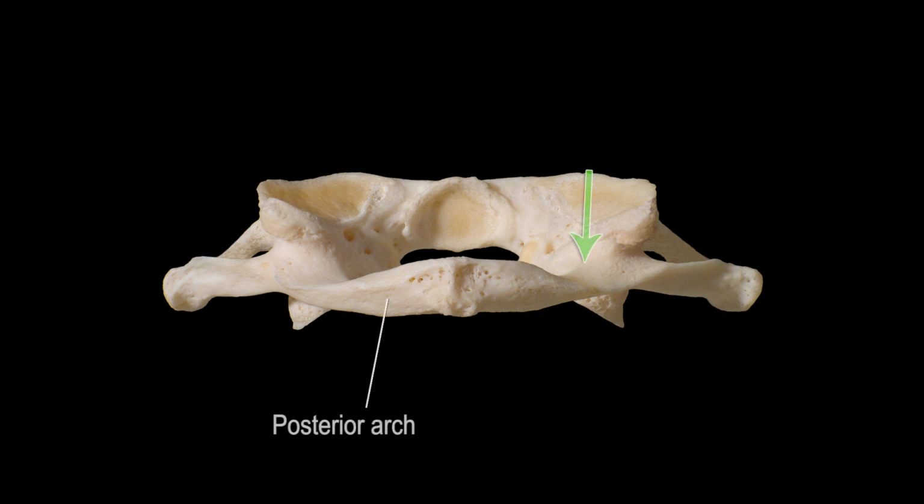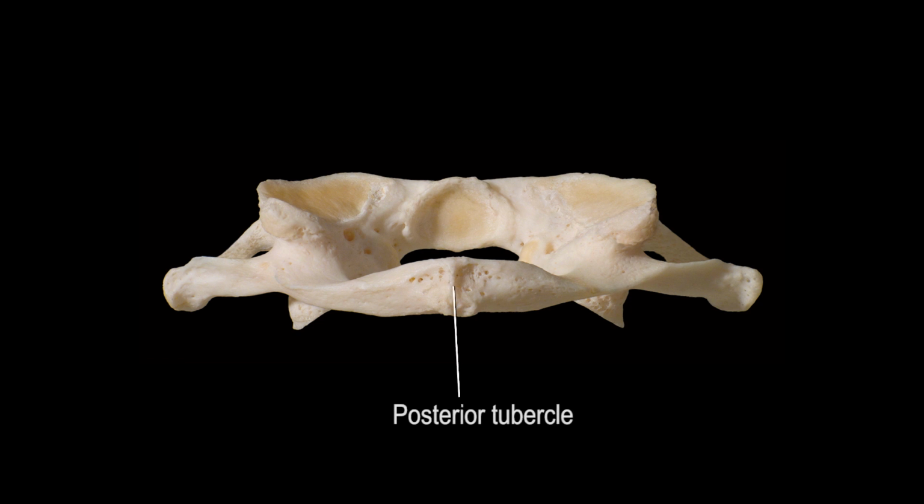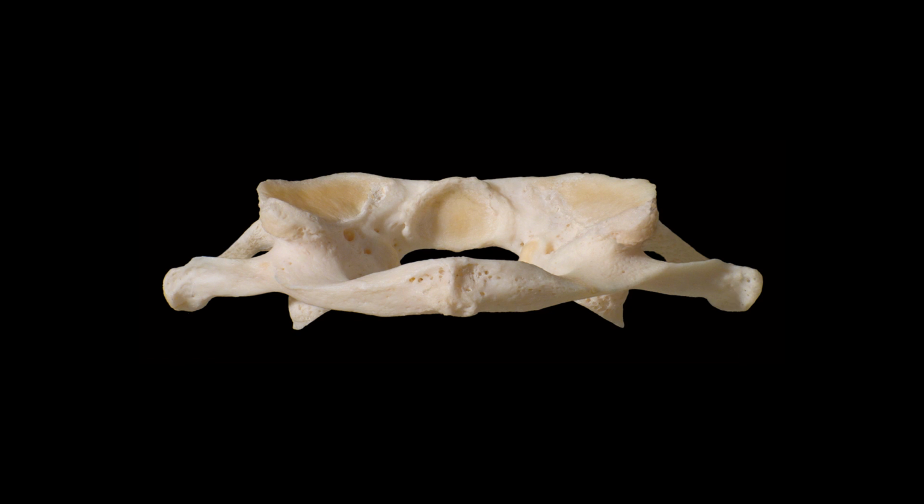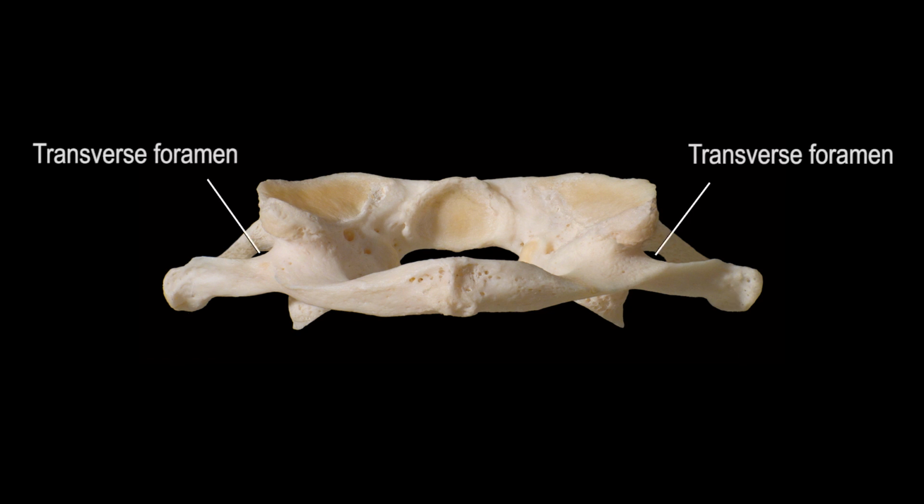We can see here the posterior arch of the atlas, and in the center of the posterior arch is the posterior tubercle. The atlas is unique in that it does not have a spinous process, rather it has a posterior tubercle. More laterally, we can see the transverse processes, and just peeking out a bit in this view, we can see a bit of the transverse foramina.